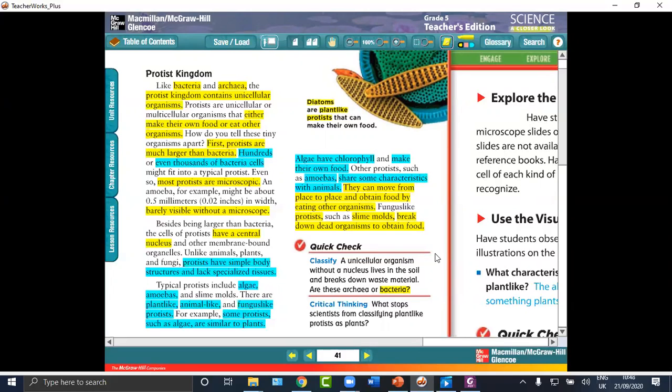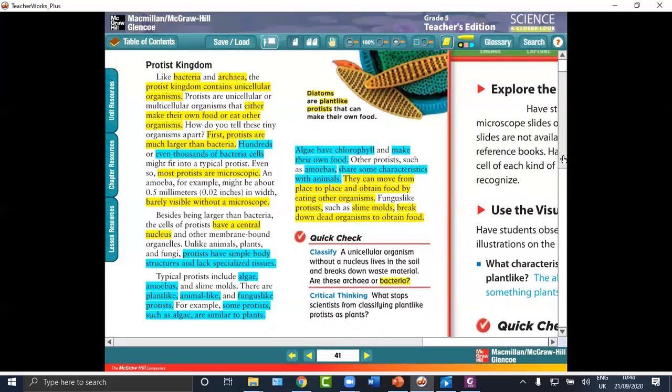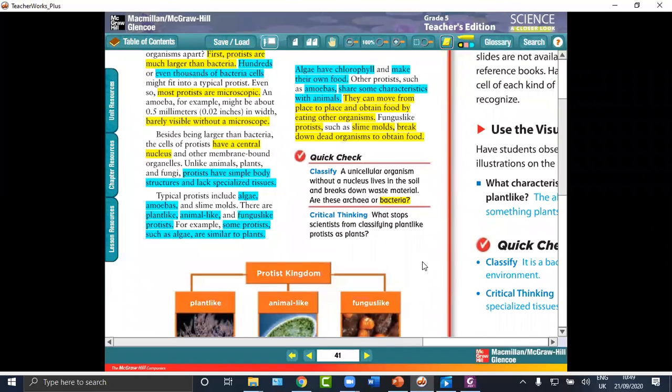Now, we will answer the quick check. A unicellular organism without a nucleus lives in the soil and breaks down waste material. Is this archaea or bacteria? The answer is bacteria. Write the answer. It's a bacterium. It does not live in a harsh environment. Write the answer for the quick check.